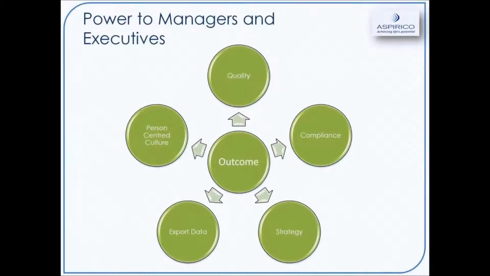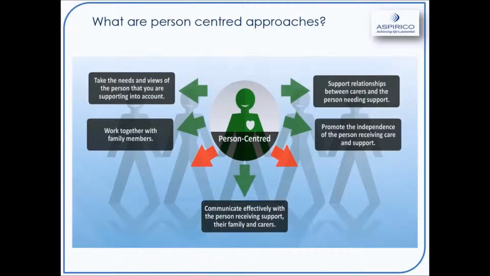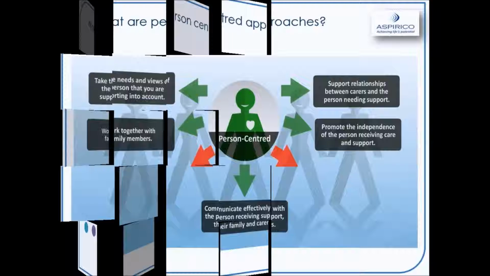So when I talk about provider outcomes, I'm talking about the quality, compliance, strategy, the ability to export data, and most importantly, having a person-centered culture. It's really important for providers to ensure that everything they do encompasses a person-centered approach. What are person-centered approaches? You support a relationship between the carers and the person needing support. You promote the independence of the person receiving support. Communicate effectively with the person receiving support, their families and carers, working together with family members, and most importantly, take the needs and the views of the person you are supporting into account.